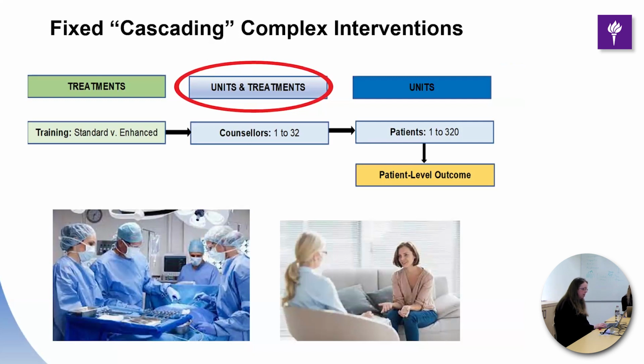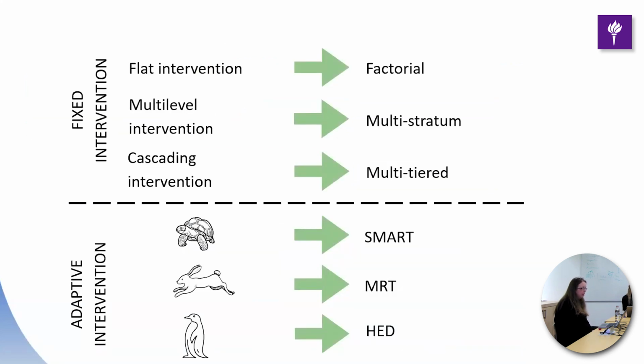This is particularly the case in surgery trials and in talking therapies such as psychotherapy. So what I'm imagining is that I've got a set of fixed interventions of different types that have different classes of factorial trial design. The multi-level interventions lend themselves to something that is known within the design of experiments world as a multi-stratum experimental design, and the cascading interventions lend themselves to a type of multi-tiered experimental design, and I'll go into those in more detail as we go along.